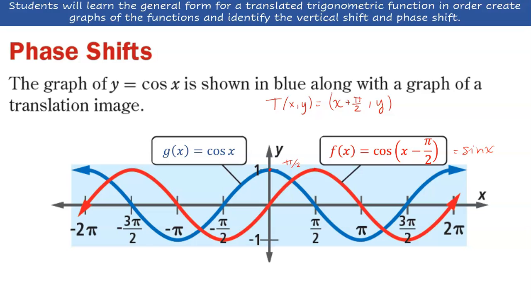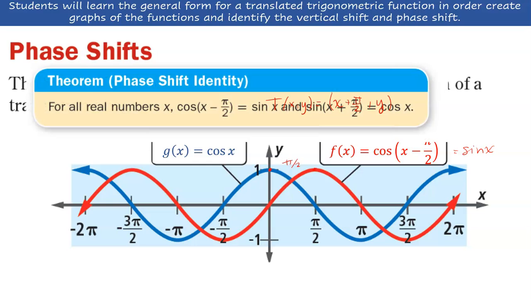A phase shift is when you simply slide the graph left or right. So we can see here the phase shift identity: for all real numbers, the cosine of x minus pi over 2 is the sine, and the sine of x plus pi over 2 is the cosine. Okay?